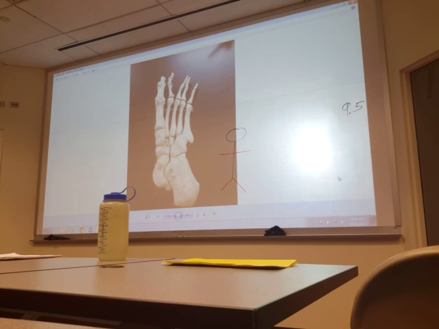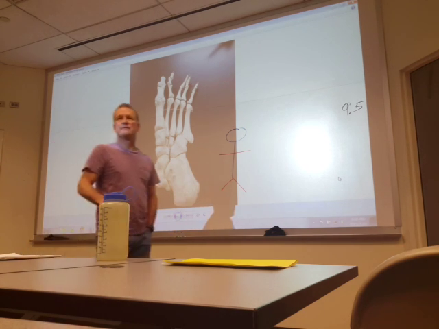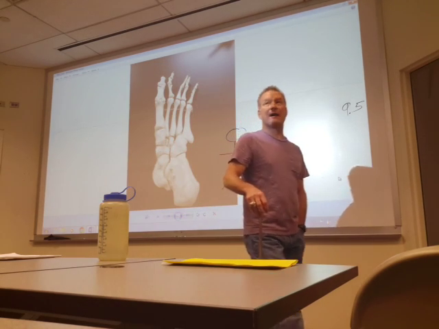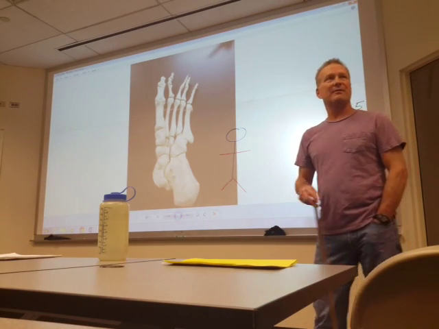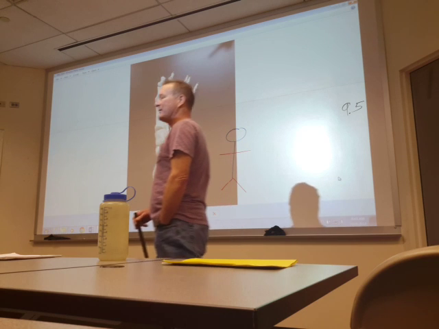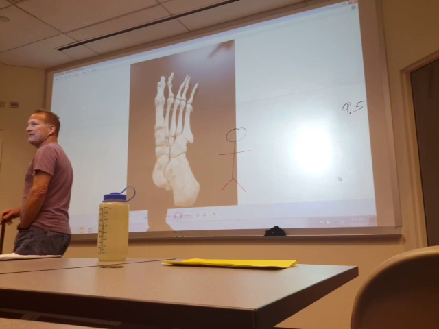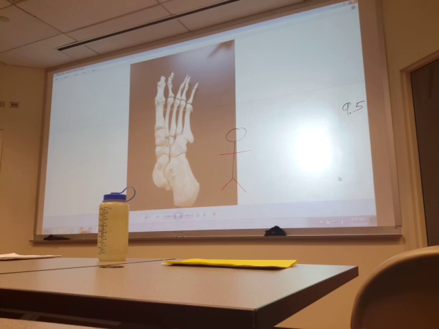Are there surface features on the talus and calcaneus that you're responsible for? Why do you say there are? Do you see them in the bone chart? No. So what's that mean? Does it mean that they don't have any surface features? No, it doesn't mean that. It just means you're not responsible for them. You don't have to worry about them. Use the materials, people. Use the materials, okay?